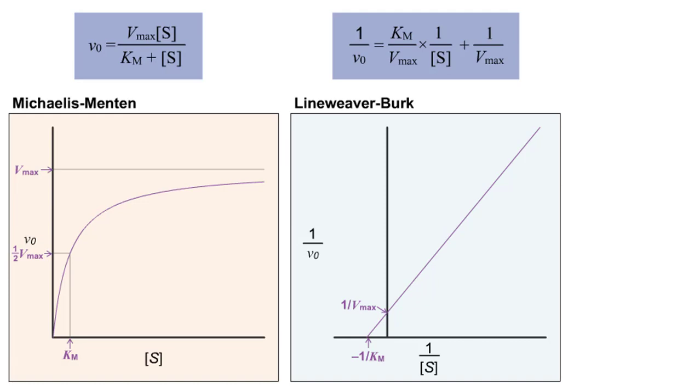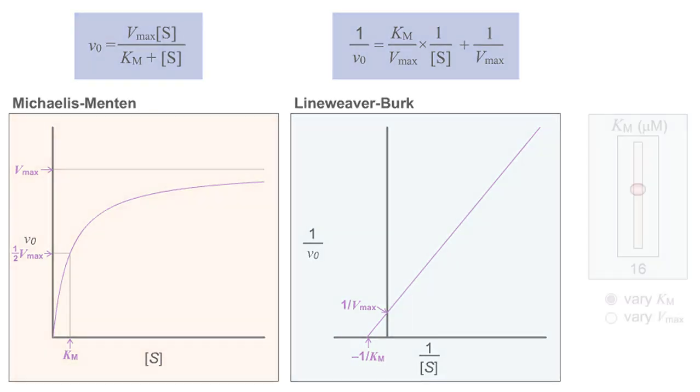Km and Vmax can be readily obtained from the x and y intercepts of a Lineweaver Burk plot. The y-intercept is 1 over Vmax, and the x-intercept is -1 over Km.